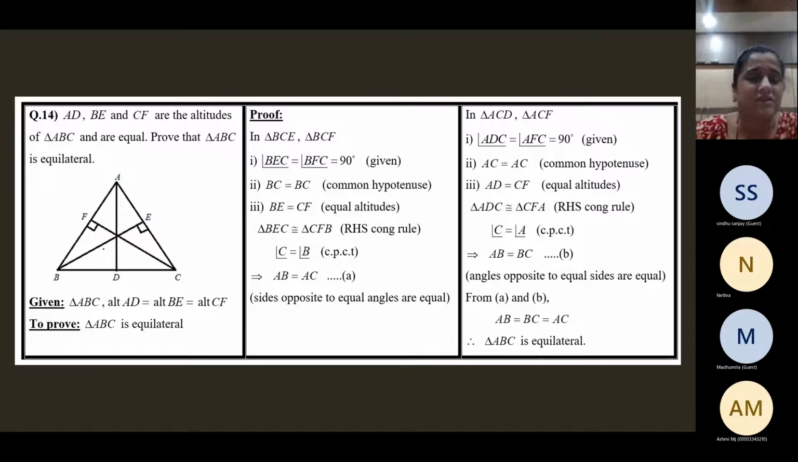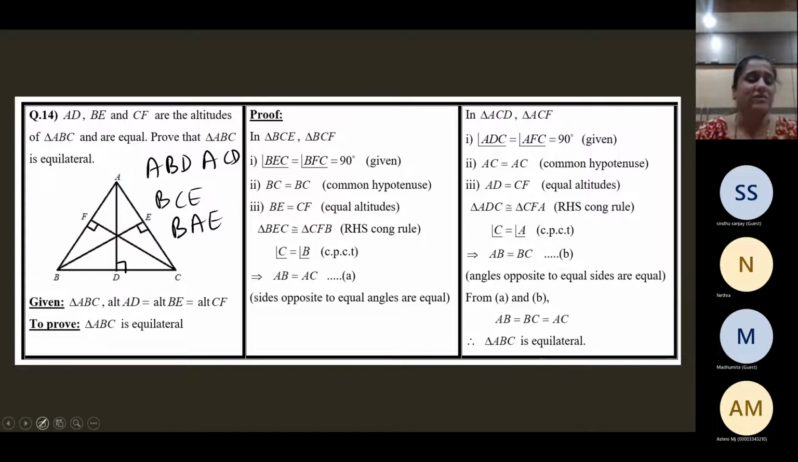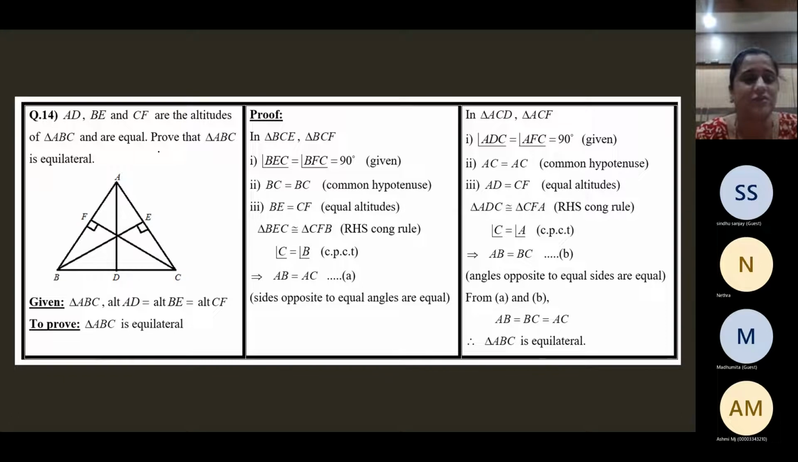Okay, so that means the smaller triangles you have are ABD. Let me tell you like this. With respect to the altitude AD, we have ABD, ACD. With respect to the altitude BE, we have BCE, BAE. Okay, 1 minute. I think I should make it more clear. Let me write all the altitudes. I'll write the altitude 2 times. AD, AD. Okay, then the other altitude, BE, BE.